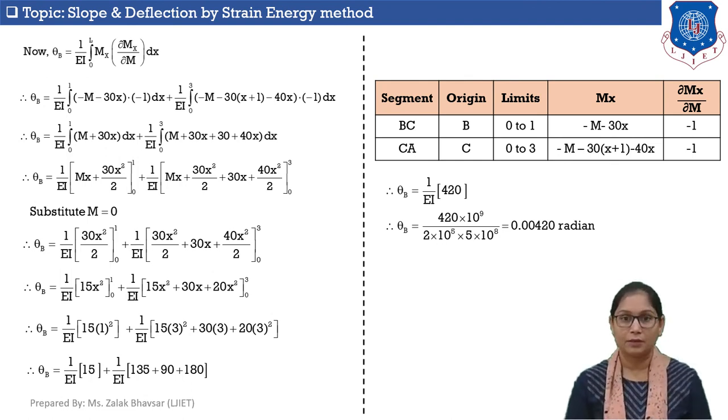Okay, so we have calculated the slope and deflection at point B. This is the end of the session. In the next session, we will calculate one more numerical. Thank you.